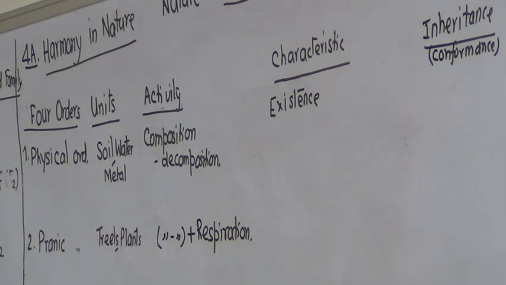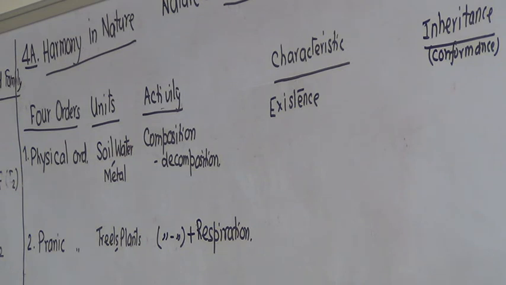Now, when it comes to this characteristic, this physical order is characterized by its existence in a definite order. So, for example, if you take a piece of iron, it will continue to be a piece of iron in a certain very definite order, unless there is some composition, decomposition taking place. So this existence is the basic characteristic of this physical order. But you can see that if you have 1 kg of iron, after 1 month, 1 year, it will remain 1 kg of iron.